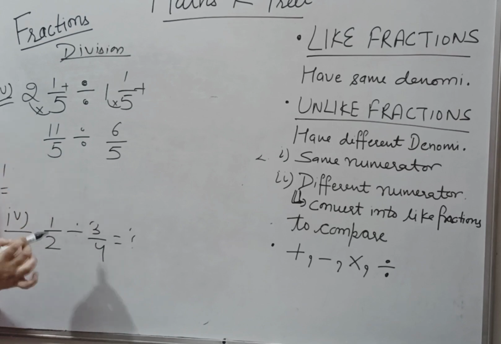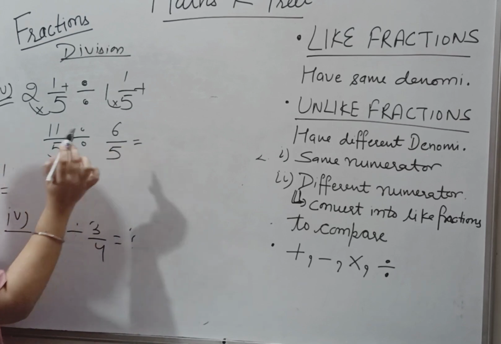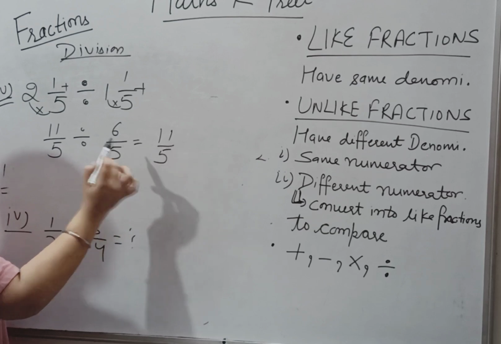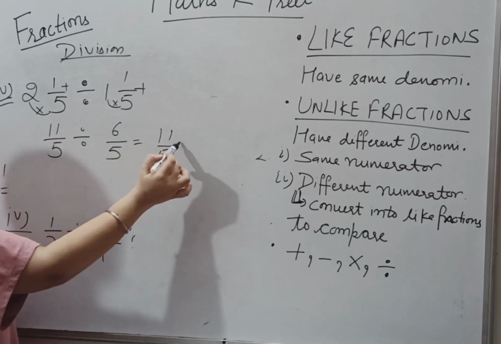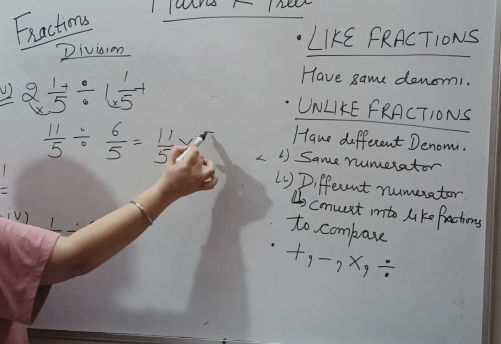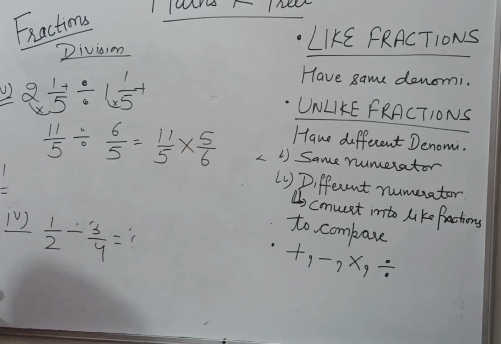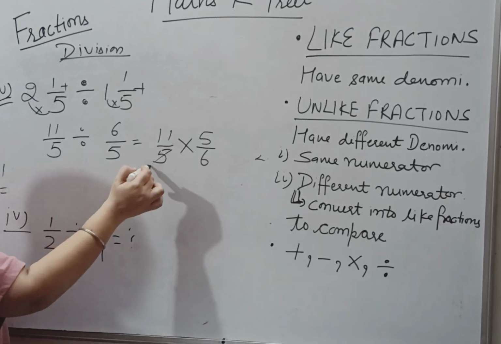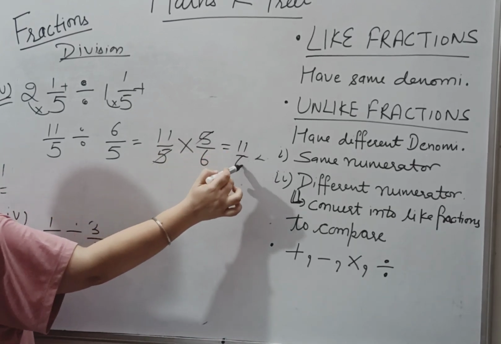Now this is a question like the others that we have just discussed. So 11 by 5 as it is, nothing will change here also. This division is converted into multiplication and write the reciprocal of the next fraction. That is 6 by 5 will be written as 5 by 6. So here we can clearly cancel out this 5 with 5 and we are left with 11 by 6.